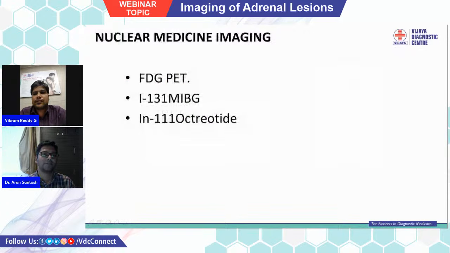In nuclear medicine, we generally use FDG PET, iodine 131 MIBG, and indium octreotide scans. These are basically used for tumors originating from chromaffin cells, that is pheochromocytomas.